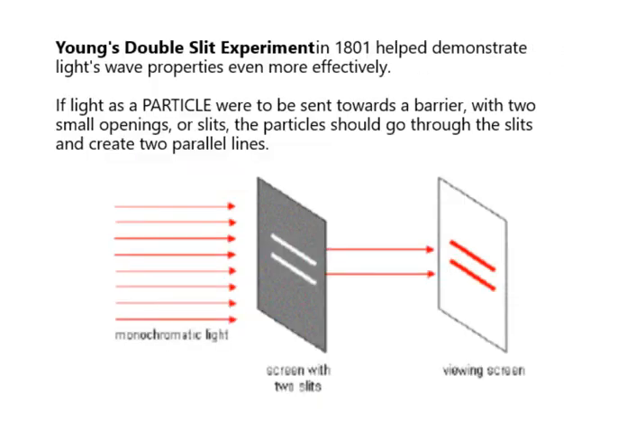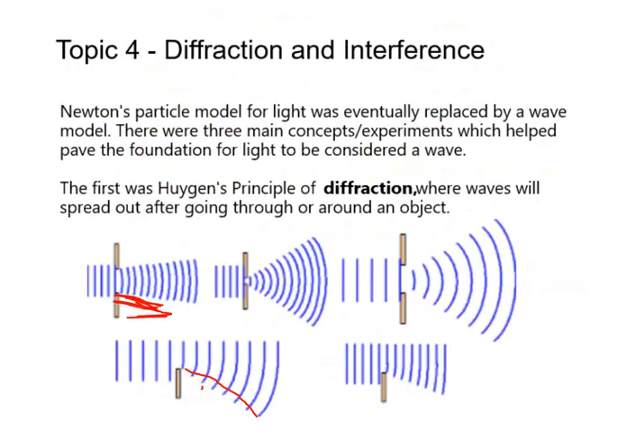Okay, I actually skipped something on one of my first slides. I want to go back to that. I realized I didn't talk about it here. Up here, remember how I talked about Newton really believing in the particle model, and no one was able to challenge him on this? There were 3 main concepts which help prove that light can also, not or, but also be a wave. It can actually do both.